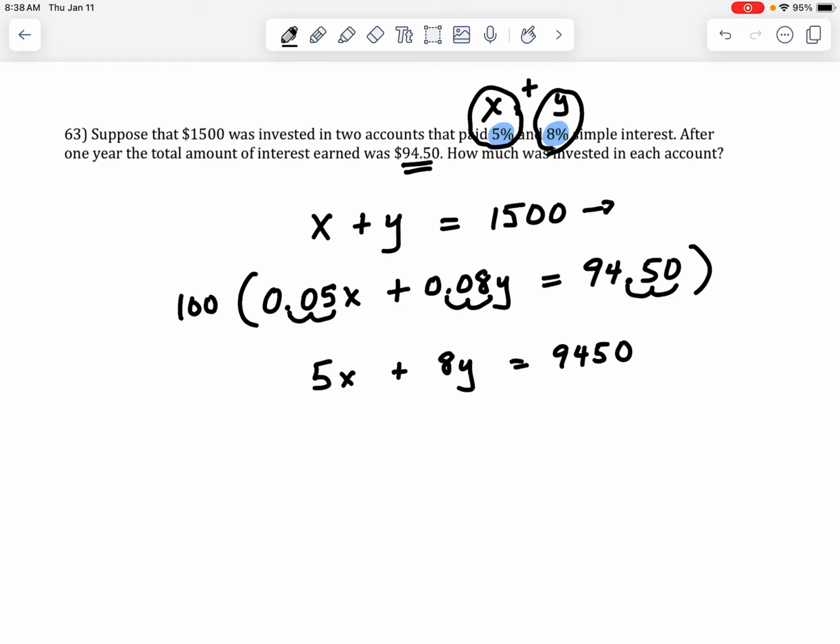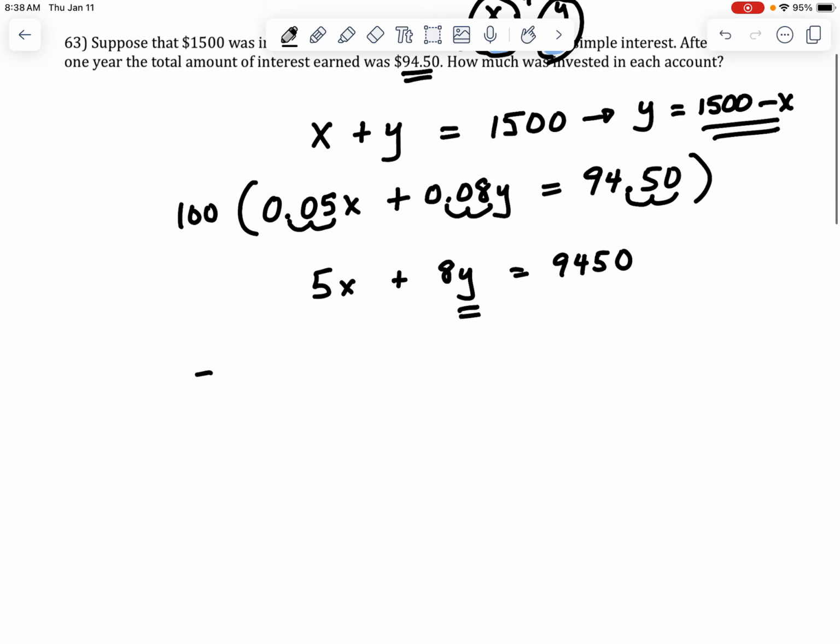And with the top equation, I could, in one easy step, solve for y. So just subtract x from both sides. So y is equal to 1,500 minus x. I can then take that and substitute it for the y in this second equation. So now the second equation is going to have 5x plus 8 times, and then replace y with 1,500 minus x, and then that equals the 9450.